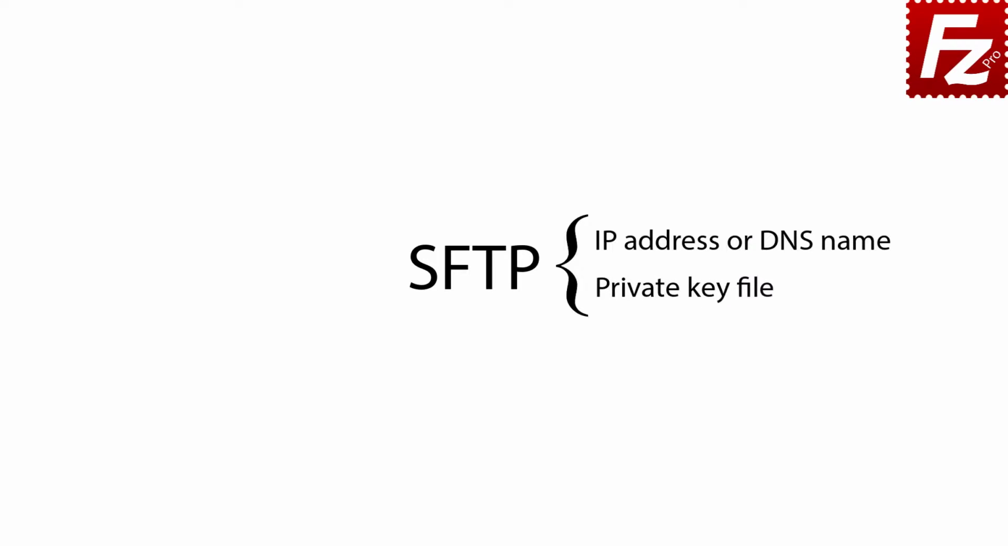In this video, you will learn how to connect to a SFTP server using a key file with FileZilla and FileZilla Pro. In order to connect, you will need the IP address or DNS name of your server and the private key file. If you have only the password, configure your connection logon type as normal and use the password.